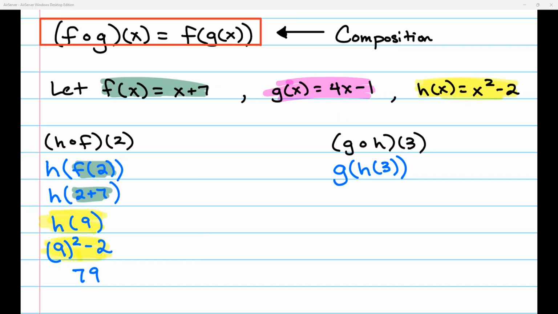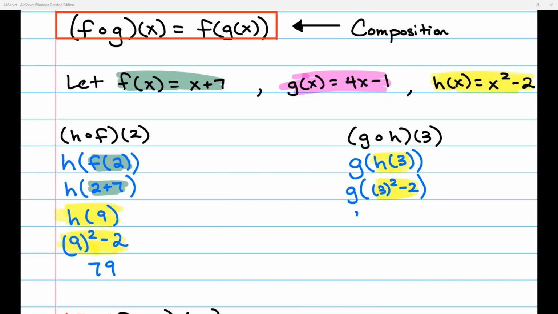H of 3, well, the H is my yellow function. So I need to take 3 and plug it into my yellow function, which means I need to write it right here. So this is going to be G of, and H of 3 would be 3 squared minus 2. That's coming from my yellow function. That's me taking the 3, plugging it into my yellow function and seeing what I get, okay? Let's see, 3 squared is 9, and then 9 minus 2 is 7. So this becomes G of 7.